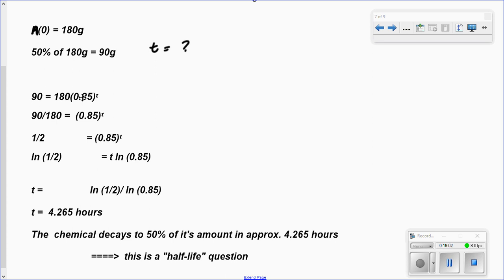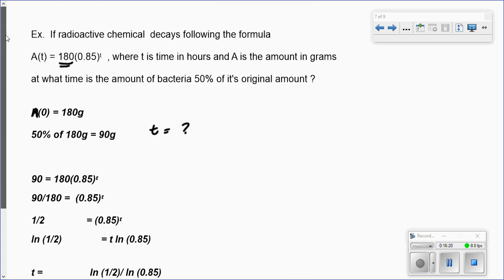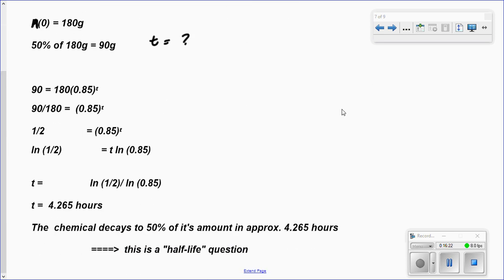I have an initial amount of 180, and I have this decay factor. It would be a growth factor if it was greater than 1. It's a decay factor when it's less than 1. So the amount is 85% for every given time, and I think in my question the time is expressed in hours. So I do some solving for t here. I divide both sides by 180, and I get down to my half-life factor, because I want 50%, right? That 1/2 is 50%.